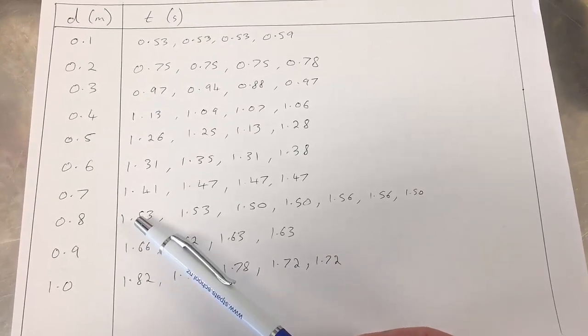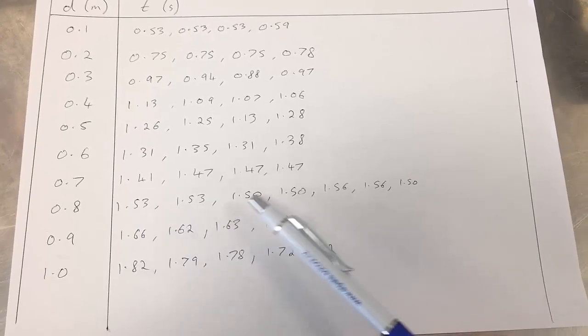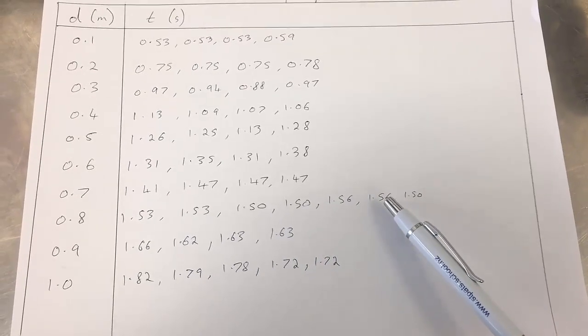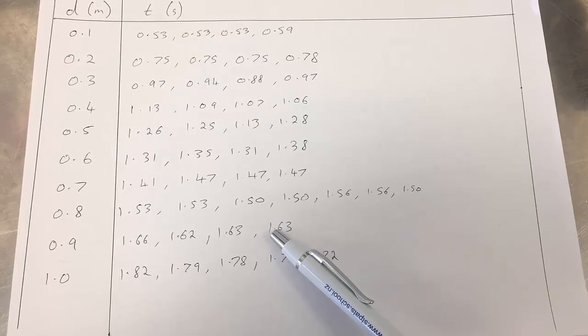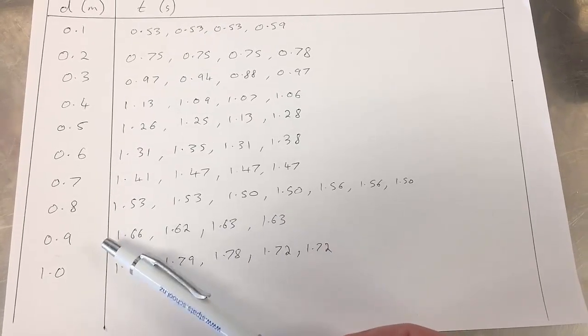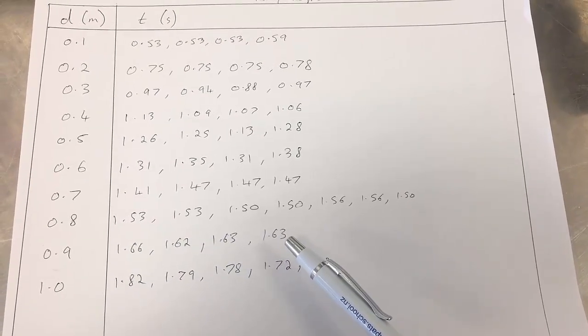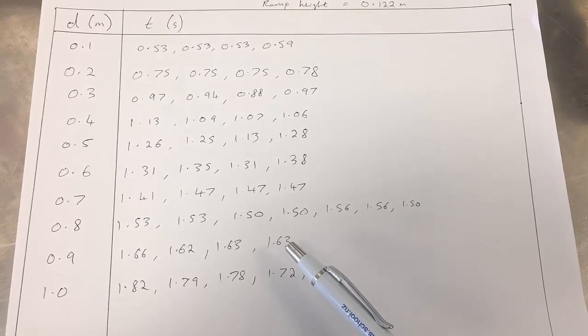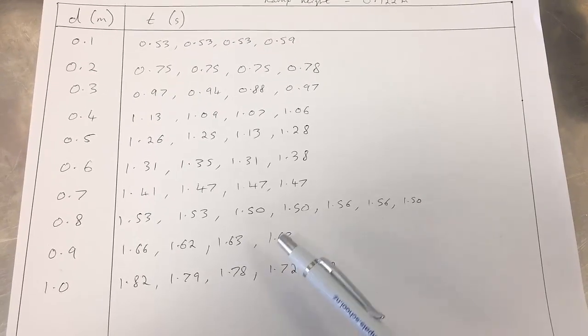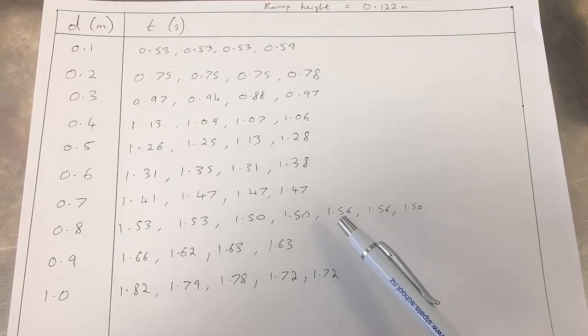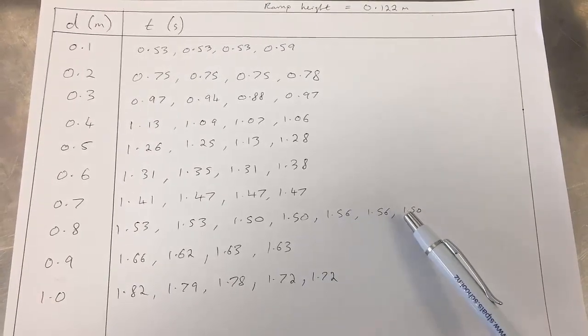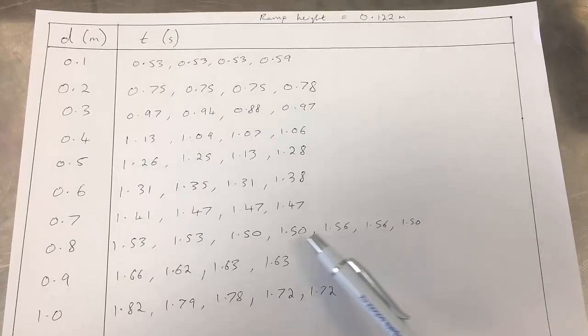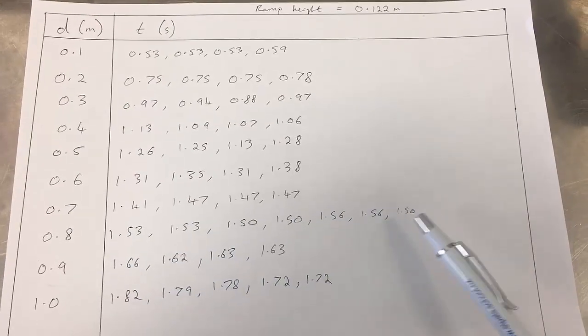And up at the 0.8 distance, you can see I've taken a few extra measurements. That was because I felt there was quite a big jump between the 0.8 times and the 0.9 times. And so I wanted to make sure that I was correct there. So when I went back, I got 2 higher results, 1.56, 1.56, 1.50. And so I think I'll just average all of those because they're all very close together.